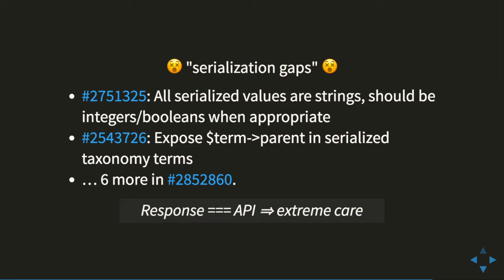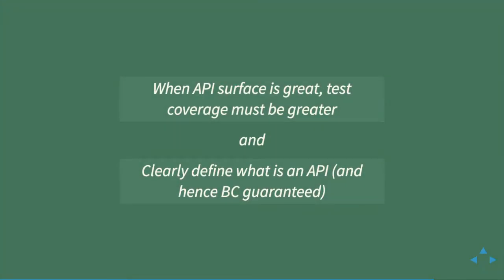So when the entire response is an API, you have to apply extreme care. The overall lesson is: when the API surface is great, the test coverage must be even greater. And for REST, for example, that is the case. It's an enormous surface that we are exposing to the world and that we're supposedly supporting, but it's very difficult to actually do that.